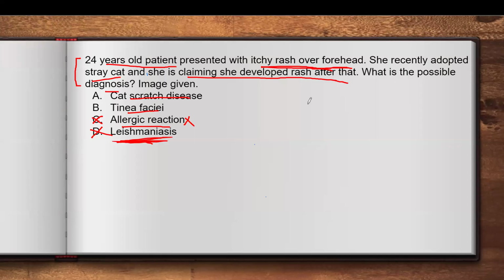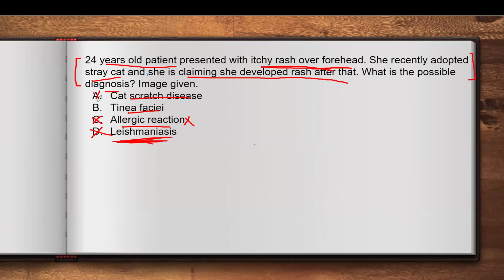Usually, if there is a cat scratch, over the scratch area you develop some rash or a papule which is red in color. After that, it ruptures and heals. But the regional lymph nodes become swollen as well. For example, if there is a cat scratch on the forearm, a papule will develop over there, and there would be axillary lymphadenopathy. And those lymph nodes are tender. Nothing like that, any lymphadenopathy, is mentioned in this scenario. So cat scratch disease is also less likely.